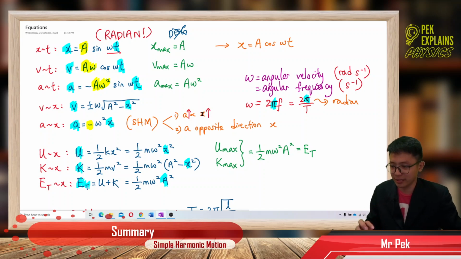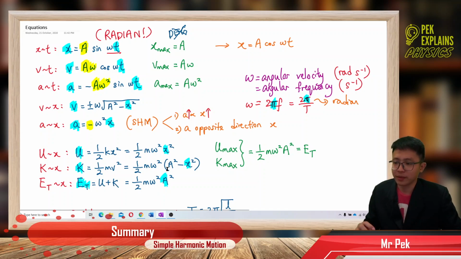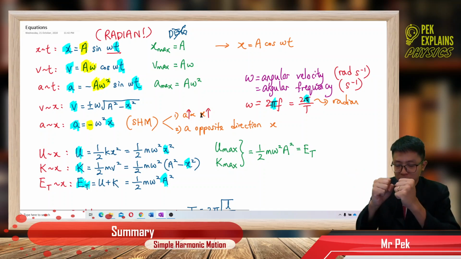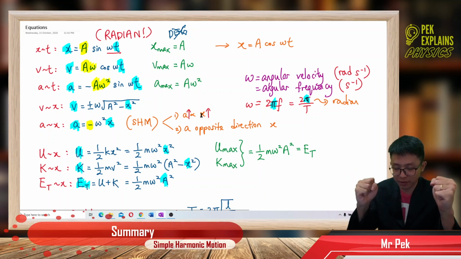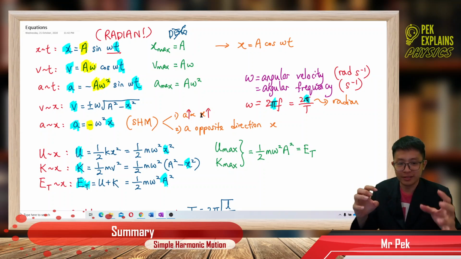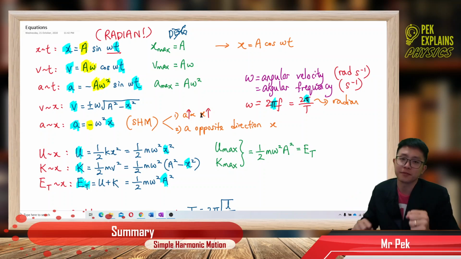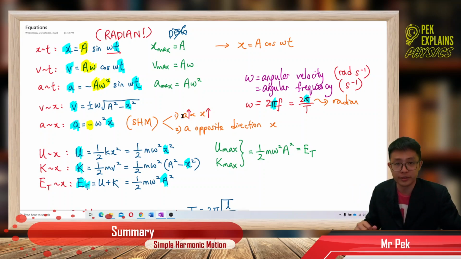That means if you look back at the spring-mass system, the more the spring expands, the larger the x, so the stronger the restoring force, the spring will pull back with stronger force. That's what I mean by acceleration. The higher the x, the higher the acceleration.